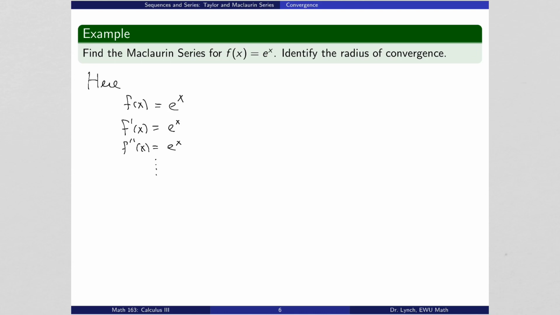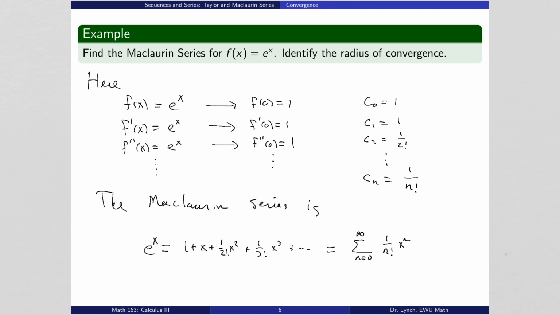And plugging in 0, we see there's a similar pattern that makes things pretty easy. Namely that the derivative at 0 is 1, and the second derivative at 0 is 1, and all of those derivatives at 0 are equal to 1. So that tells us what our coefficients are. Remember, our coefficients are just the nth derivative evaluated at 0 divided by n factorial. So here we see the Maclaurin series. e to the x is the sum of 1 over n factorial times x to the n power as n ranges from 0 to infinity. So this is a perfectly good power series.